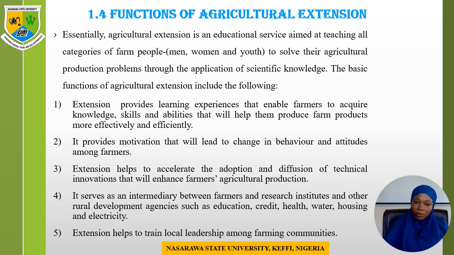2. It provides motivation that will lead to change in behavior and attitude among farmers. 3. Extension helps to accelerate the adoption and diffusion of technical innovation that will enhance farmers' agricultural production. Here, extension agents also have the responsibility of influencing and motivating farmers on the need to adopt innovations in agriculture. And he should try all possible ways to convince the farmers and make them see reasons why they should accept the new technologies over the existing ones.